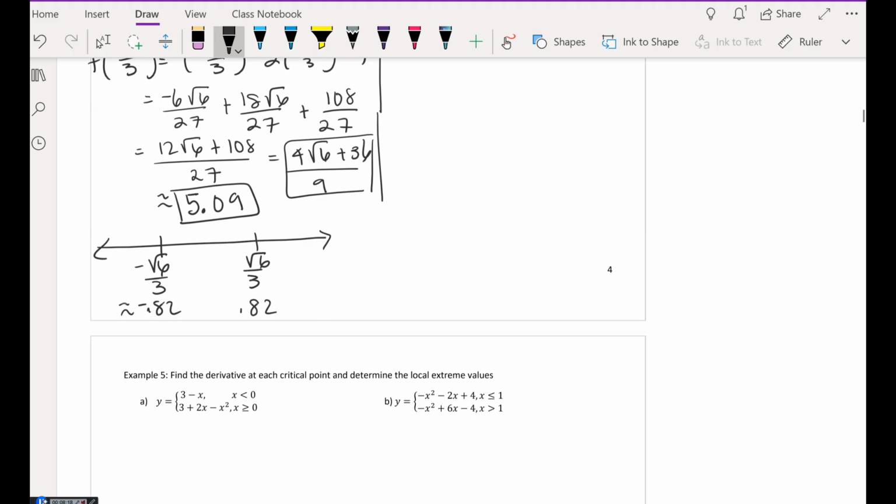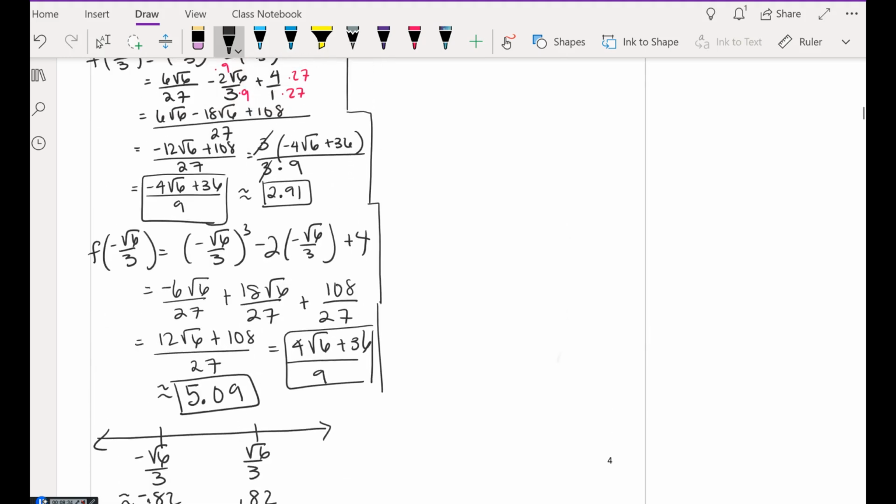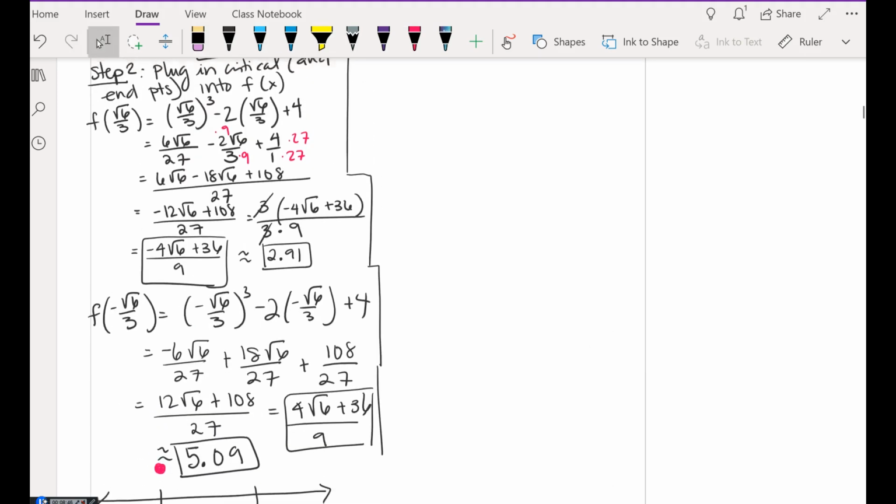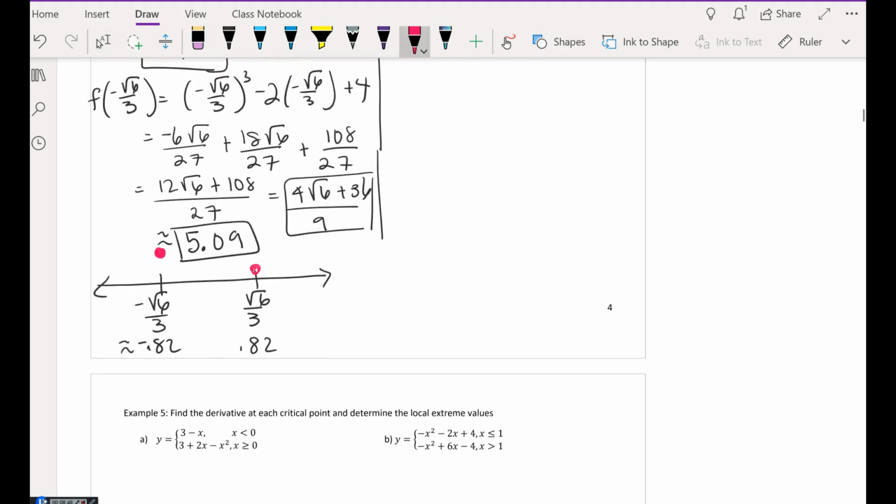Well, is it technically one is min, one is max, or they're both max, or they're both min? How do we figure it out? Okay, we already have the y value. Can you guys agree? The y value at negative rad 6 over 3 is 5.09. So it's kind of higher up here. The y value at rad 6 over 3 is 2.91, so it's a little bit lower. True or false?